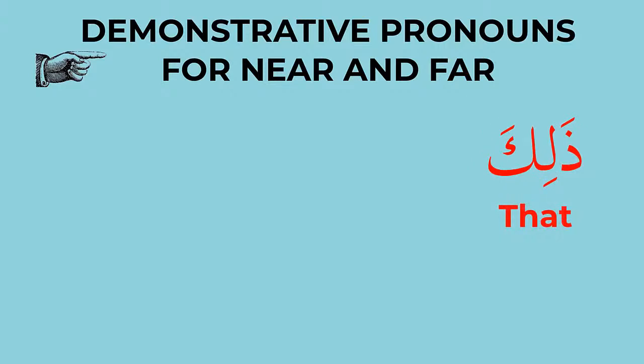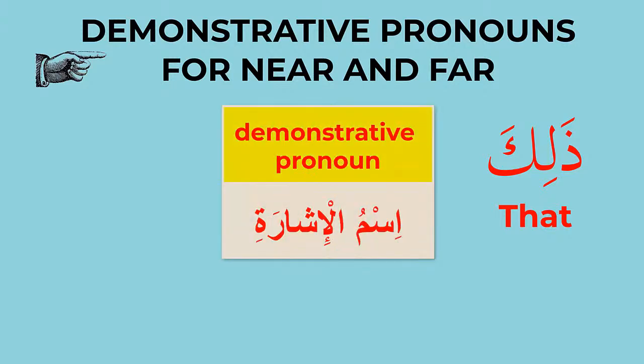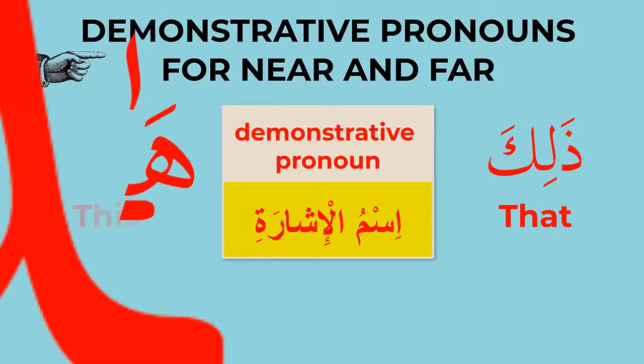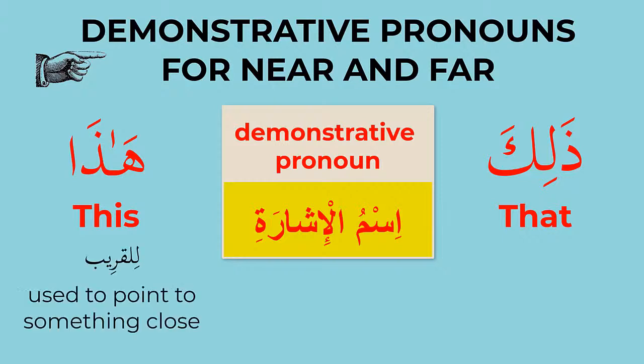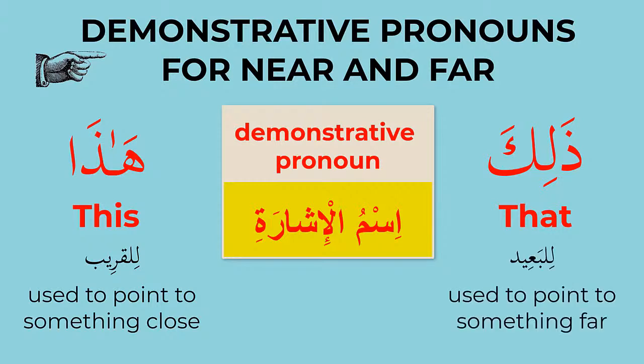Now we come to zalika. It's a pronoun. What kind of a pronoun? Demonstrative pronoun. And what do we call in Arabic? Ismu ishara. Okay. Now what is the difference between this and that? Both are pronouns, demonstrative pronouns. In Arabic, we'll say, Haza ismul ishara lil qarib, for something that is closer. And zalika ismul ishara lil ba'id, for far things.